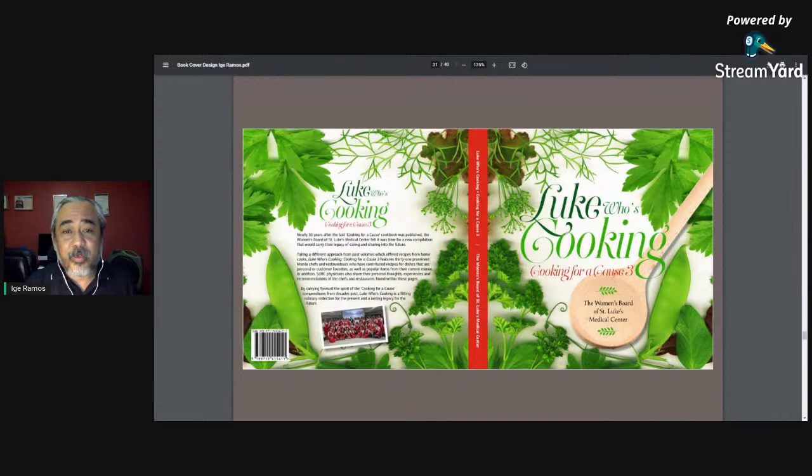And then this is another one. It's a fundraising book for the Women's Board of St. Luke's Medical Center. So we invited all these different chefs to contribute the recipes. And since we have no budget for photography, I just bought a stock photo and bought this particular font and put it all together again, to make it really nice and fresh and clean looking.